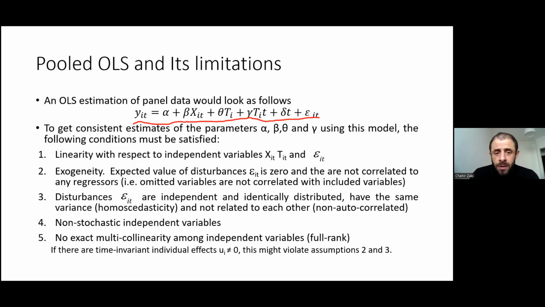Then the independent variable x is non-stochastic because it's predetermined, and we all know that from basic econometrics. And finally, that we don't have an exact multicollinearity among the independent variables, in the sense that I cannot introduce, for instance, in the same regression a dummy variable that takes the value of 1 if the individual is male, and at the same time introduce another variable that takes the value of 1 if the individual is female, right?